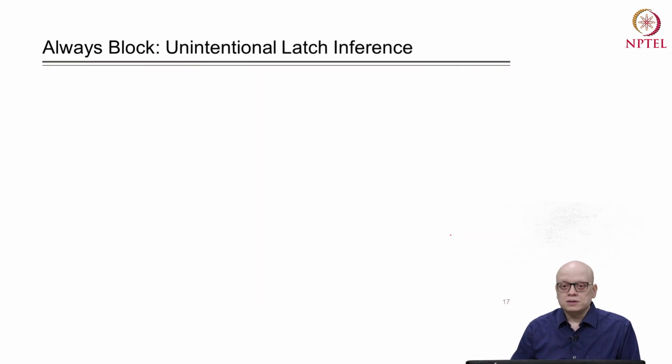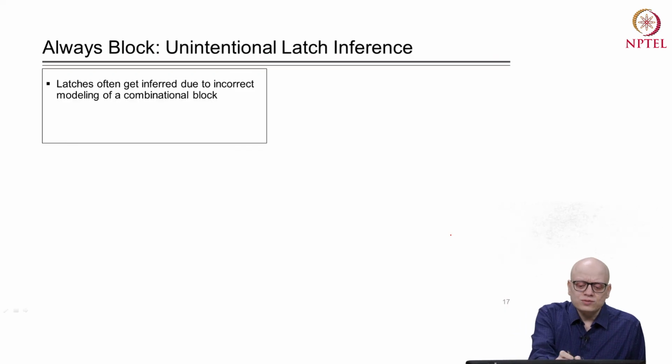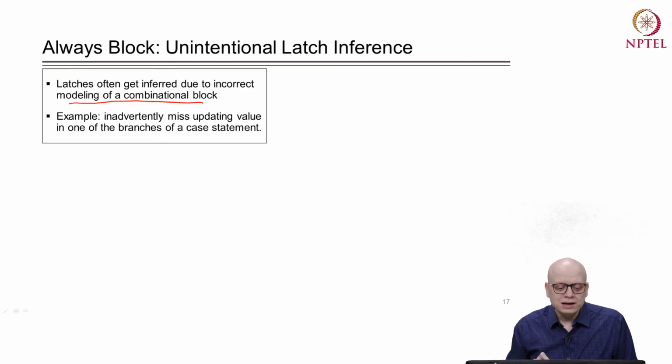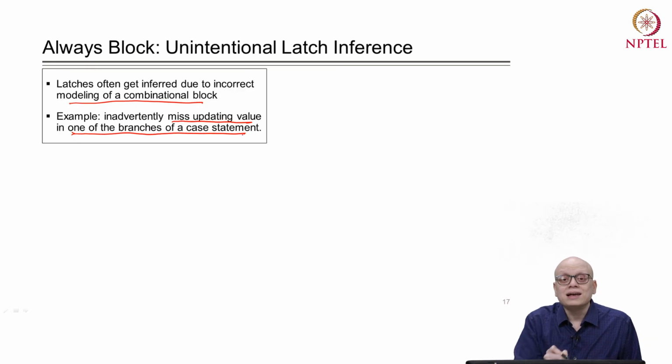Sometimes we actually want a latch to be inferred from the always block, but many times latches get inferred because of wrong RTL coding. Latches often get inferred due to incorrect modeling of the combinational block. And what mistake can we make? We can inadvertently miss updating values in one of the branches of the case statement.